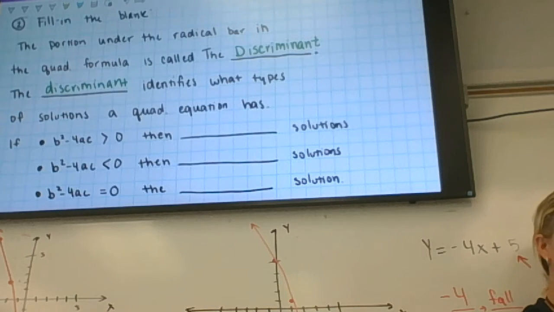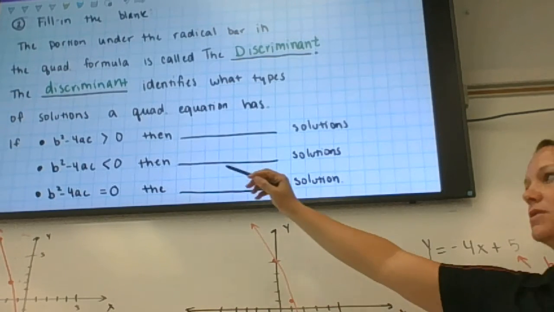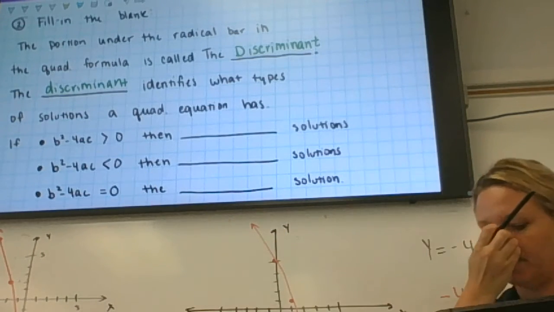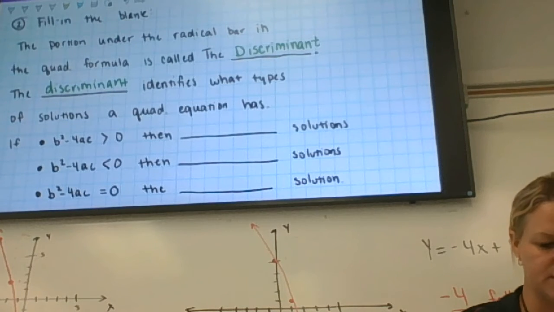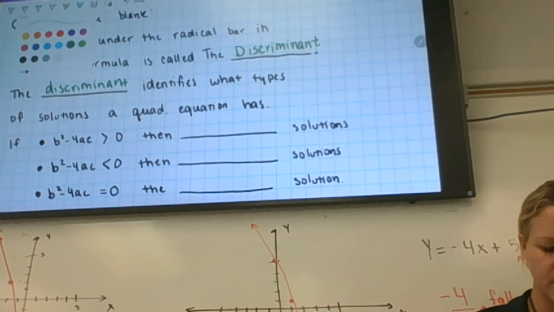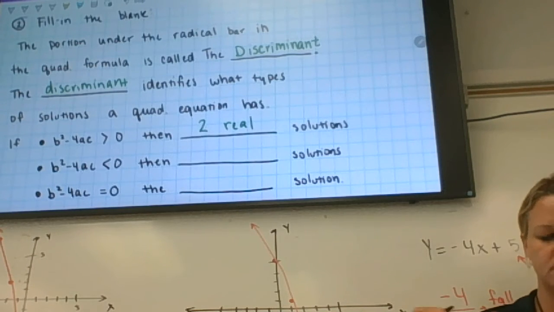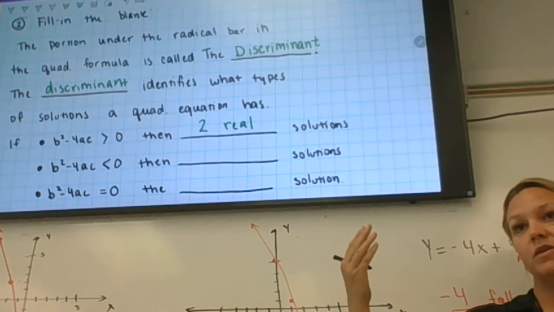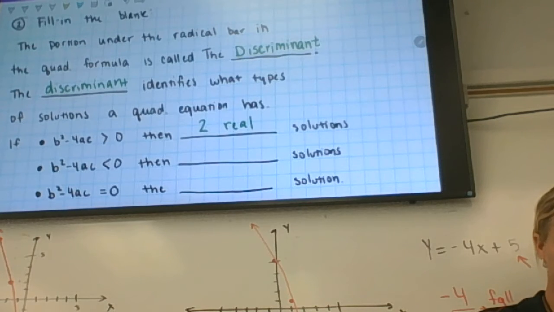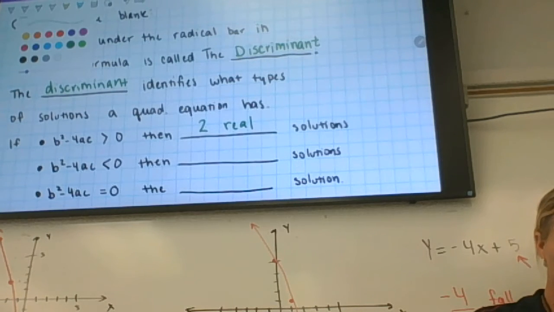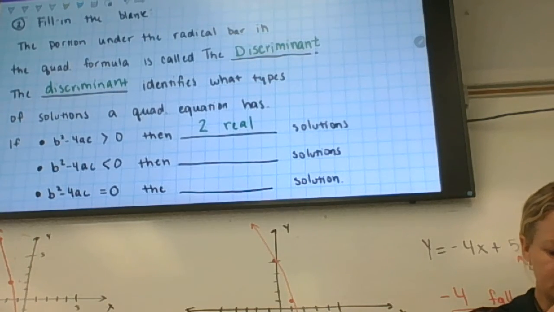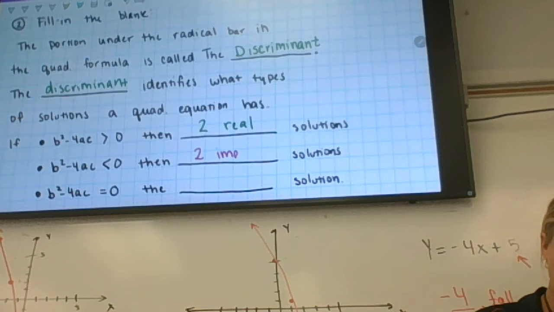Alright, if b squared minus 4ac, which is the little part under the radical bar, works out to be greater than zero, then there are two real solutions because you're square rooting a positive. If b squared minus 4ac is less than 0, meaning it's negative, then there's two imaginary solutions.